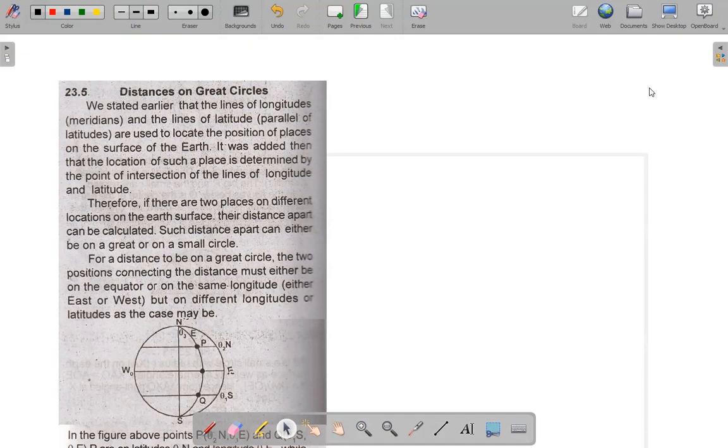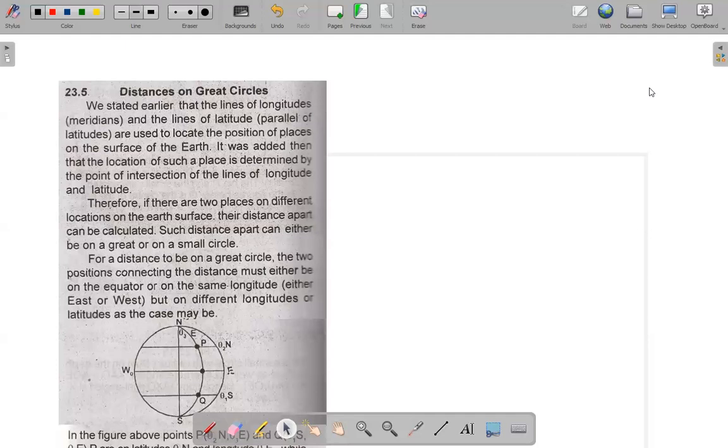The lines of longitude, which run from the north to the south pole, are all great circles. Of latitude, on the other hand, only the equator is a great circle. So how can we determine distances on great circles? That is, distances on lines of longitude or on the equator. Let me read from what I have here in my outline.